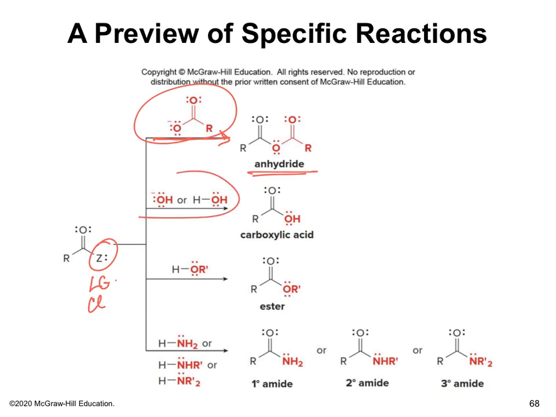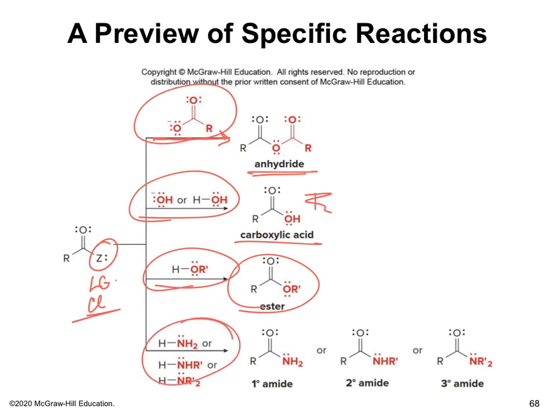If you use sodium hydroxide, you're going to get a carboxylic acid. If you add an alcohol, you're going to get the ester. Keep in mind, none of these need an acid catalyst if you have a Cl. If you use any kind of amine, you're going to get an amide.